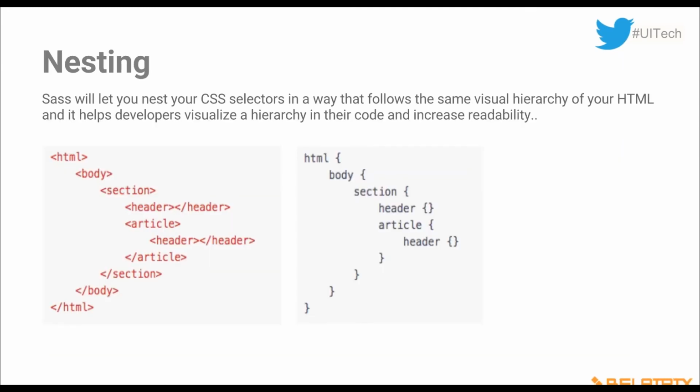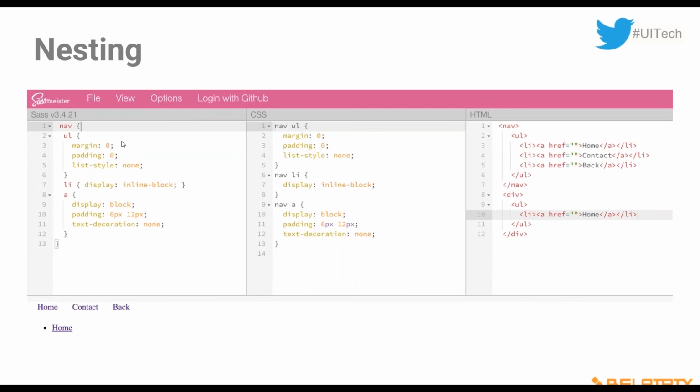Well, we'll list some of the main basic features. We will start with variables, which are used to store information. The main advantage is that you can reuse values. You can store colors, fonts, weights, and then if you need to change something in the future, it will be located in one place, so it will be compiled into CSS across your site.